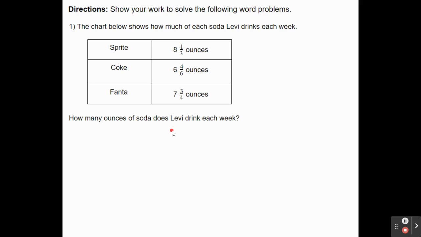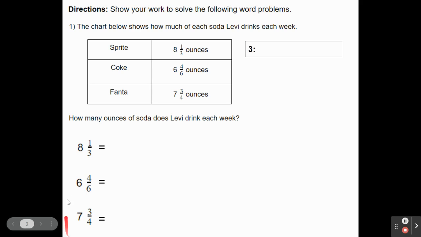So we're trying to figure out the total amount of soda that Levi has each week. That means we need to add together all of these mixed numbers. So if we look at the mixed numbers, we have 8 and 1/3, 6 and 4/6, and 7 and 3/4. If we look at the denominators, 3, 6, and 4, they're all different. That means for each of these fractions, the sizes of each piece are different. So we need to create equivalent fractions that will have the same denominator for each of these fractions in order to add them together. To do this, we are going to list out the multiples of each denominator.